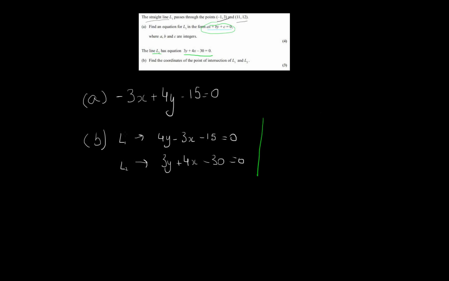So now for L1, if we just add 15 to both sides, we get 4y minus 3x equals 15, because we added 15 to both sides. Now for the equation L2, if we add 30 to both sides, we get 3y plus 4x equals 30. So now we have two simultaneous equations here, and we can solve them ourselves. I'll just change the pen color here real quick. Okay, so let's solve these equations.